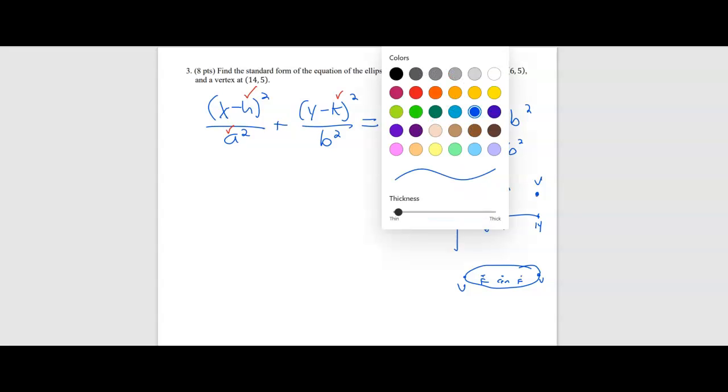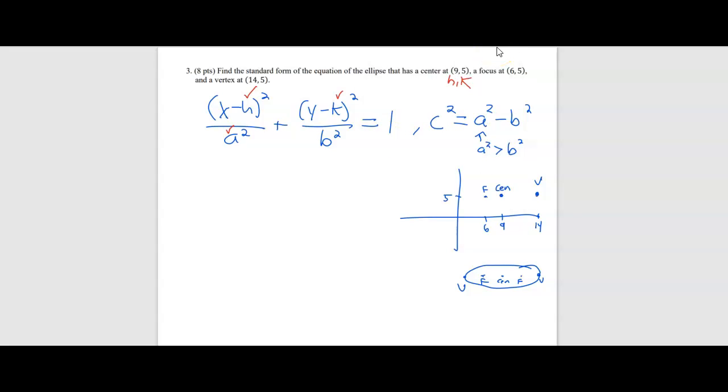We do know that from the center to the vertex is a. In this case, from 9 to 14 is 5. From the center to the focus is c. In this case, c is 3. So we have h and k, that's our center. We have a, 5, so we can get a squared.